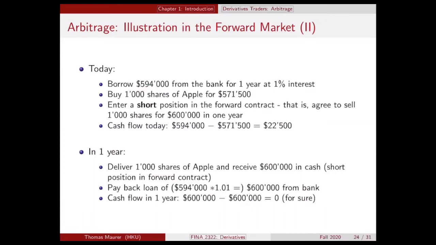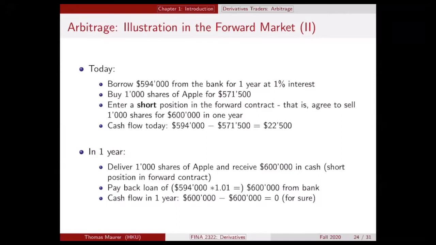Okay, so slightly different to what I did on the board. Here I borrow slightly more money, but the other 2 positions are exactly the same. I buy 1,000 shares of Apple, which costs me $571,500. I take that short position in the forward contract, which means that in the future, I will have to deliver Apple shares and get that fixed forward price of $600,000. So what's the cash flow today? I'm going to get money from the bank. I have to pay money to buy Apple shares. The short position in the forward contract has a 0 cash flow. That means today my cash flow is going to be $22,500.